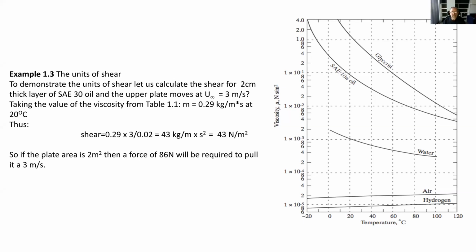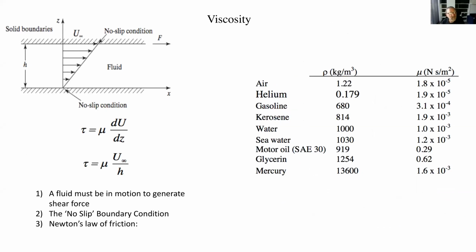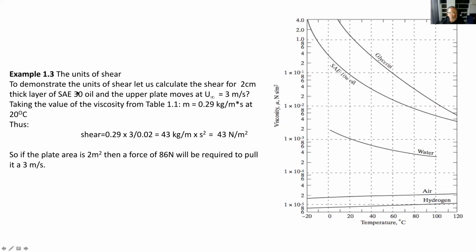Now we're looking at this picture. Okay, let me do it carefully. This is the picture I'm looking at here. The upper plate is moving, the lower plate is stationary, and there is motor oil SAE 30 in there. The upper plate moves at 3 meters per second, and viscosity is 0.29, as we've seen. And then the question is, what is the shear force per 1 meter square of the upper surface?